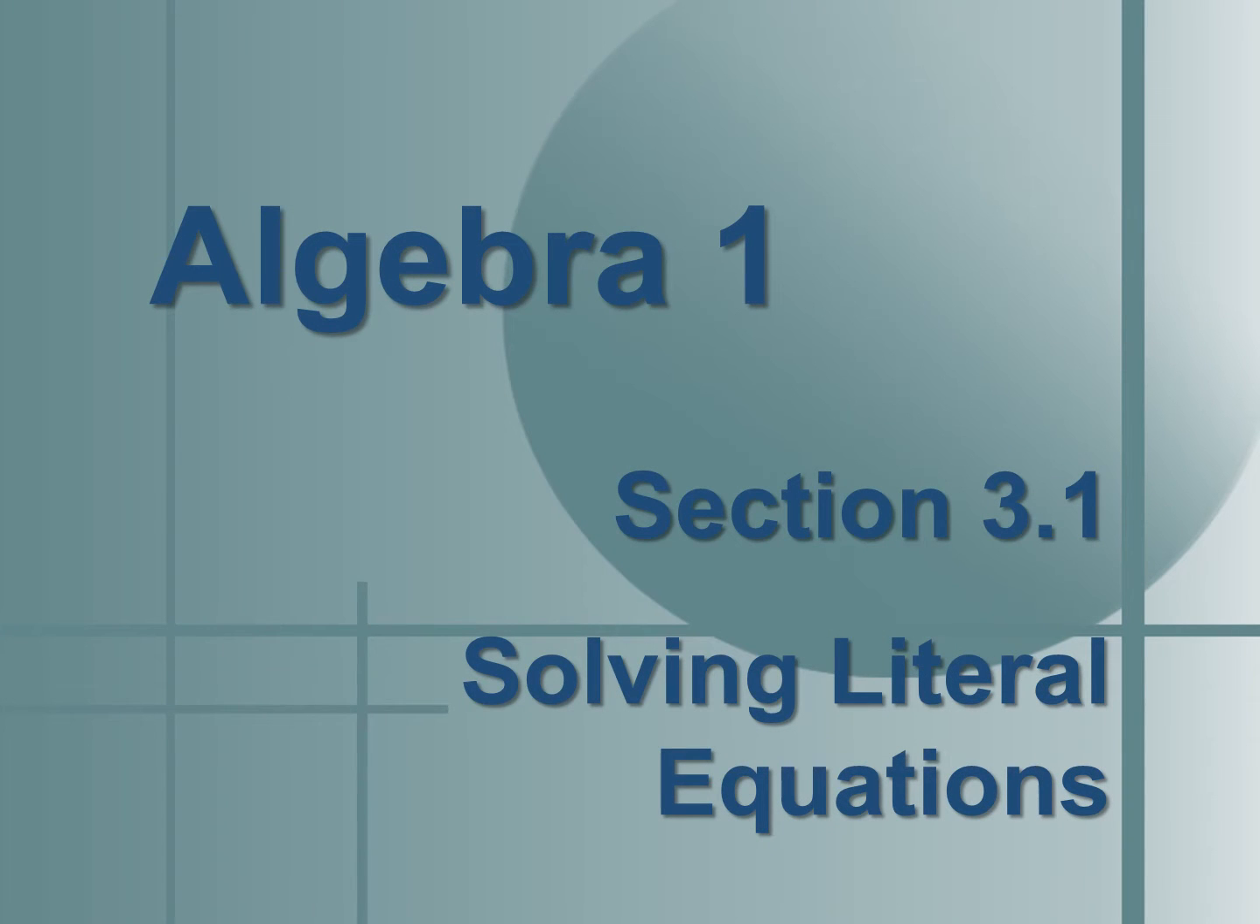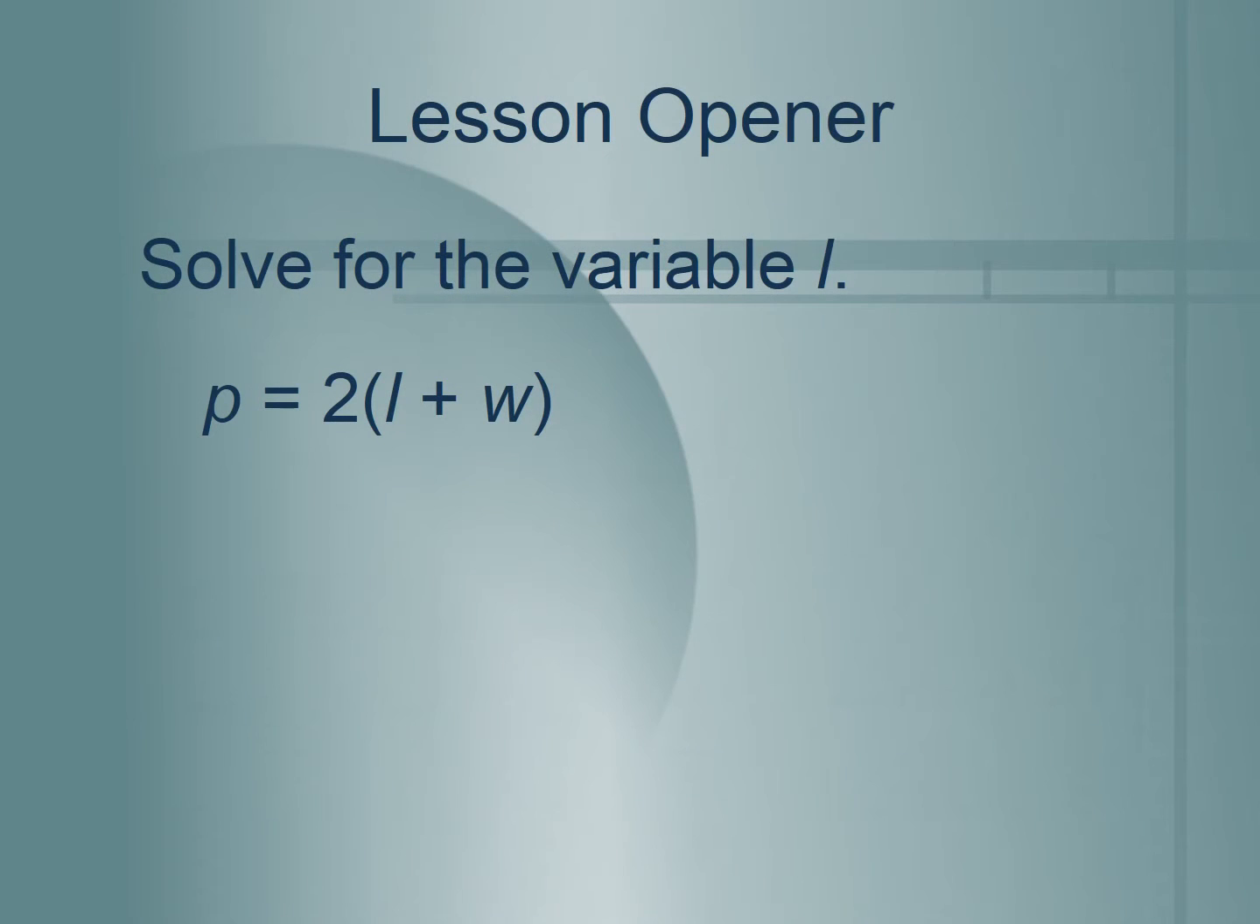Today we're going to cover section 3.1 in our BJU Press Algebra 1 textbook. We're going to be looking at solving literal equations. So let's look at this equation. We have P is equal to 2 parentheses L plus W. And our instructions say solve for the variable L.